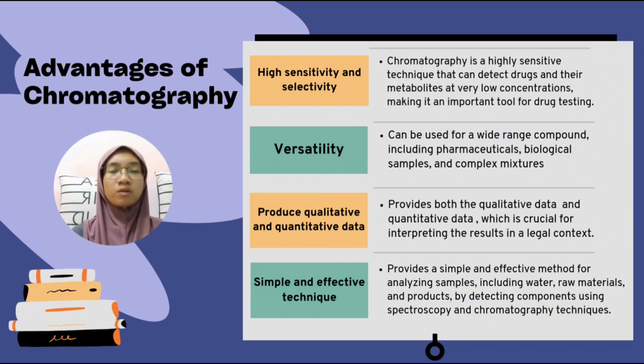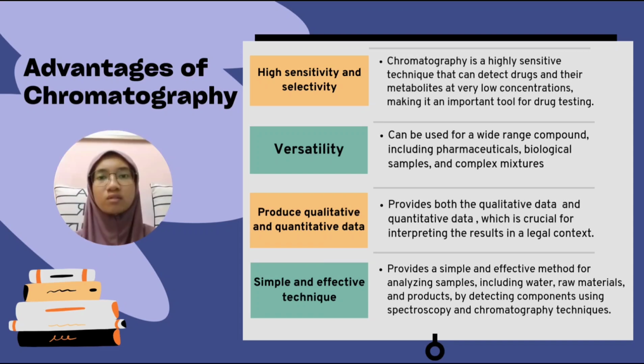I will explain about advantages and disadvantages for using chromatography in legal drug testing. So, first I will explain the advantages. The first one is high sensitivity. Chromatography is a highly sensitive technique that can detect drugs and their metabolites at very low concentrations, making it an important tool for drug testing.